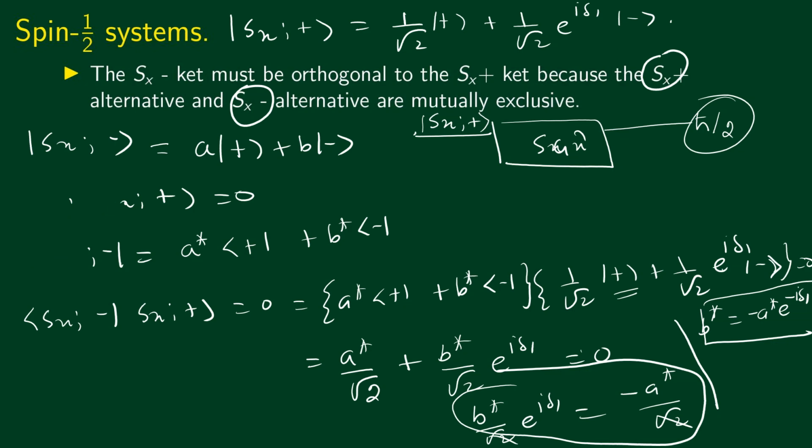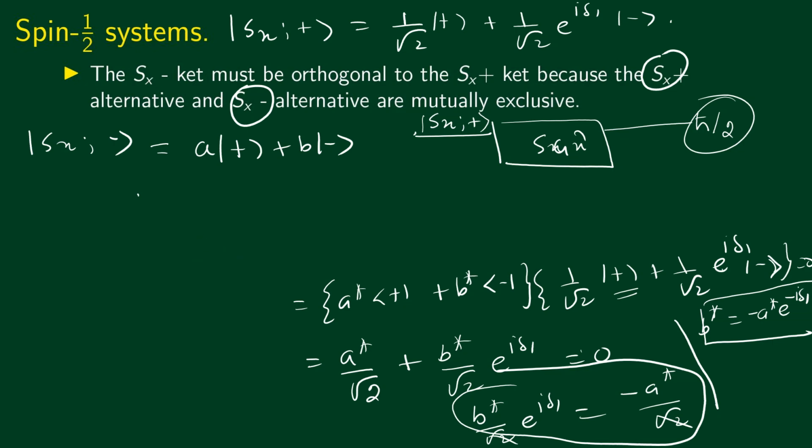Okay, so let me just write it down. I get a relation between A and B of this form. What I get is B star is equal to minus A star e raised to minus i delta 1. This means that B is equal to minus A e raised to i delta 1, since I'm just taking the complex conjugate on both sides. All right, this is fine.